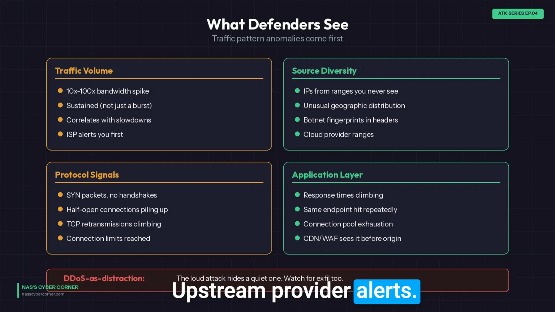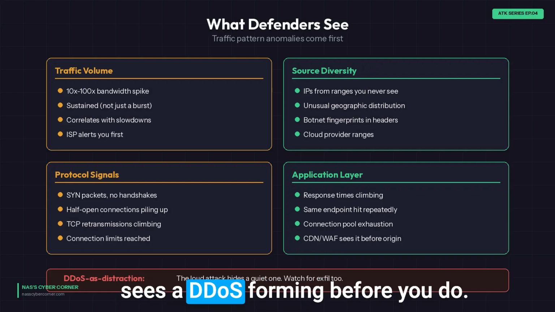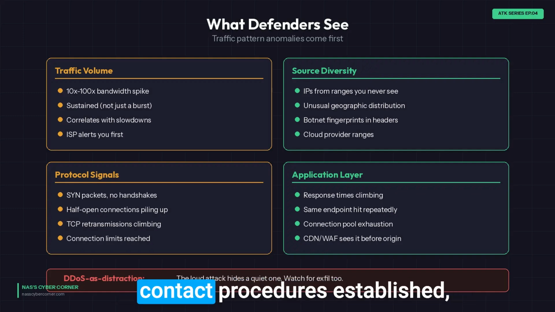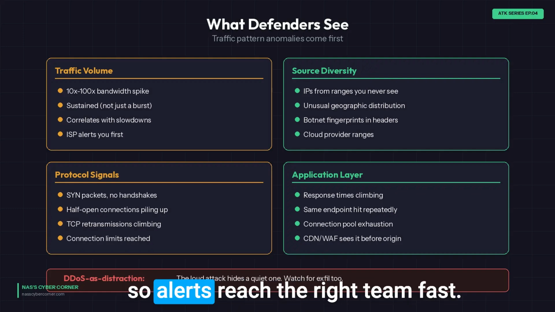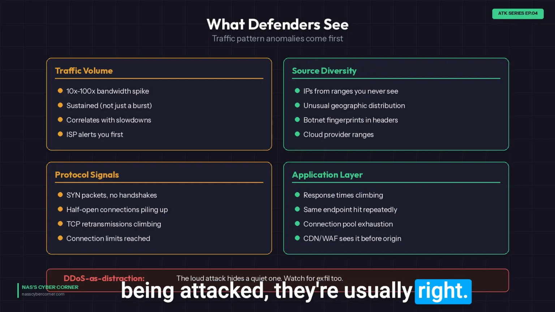Upstream provider alerts. Your ISP or cloud provider often sees a DDoS forming before you do. Enterprise networks should have contact procedures established so alerts reach the right team fast. If your provider calls to say you are being attacked, they usually are right.